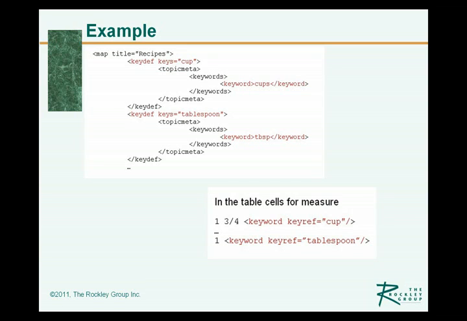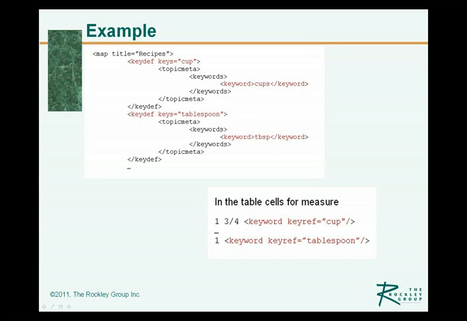I've then defined a variable called cup. And in this particular document, the recipes, whenever you see the keyword cup in your topic, then it gets replaced with cups. Same with tablespoon. Instead of the whole word tablespoon, it gets replaced with TBSP.